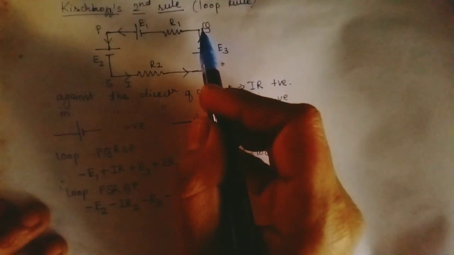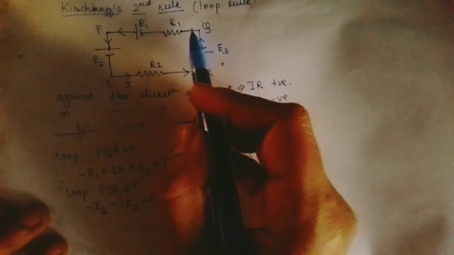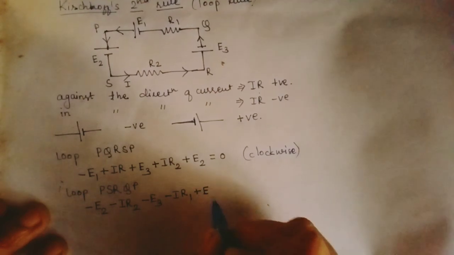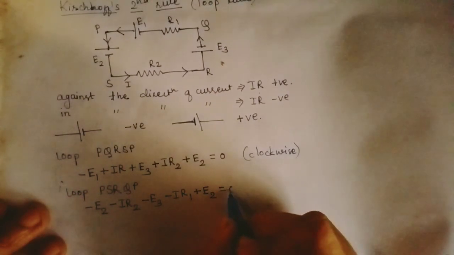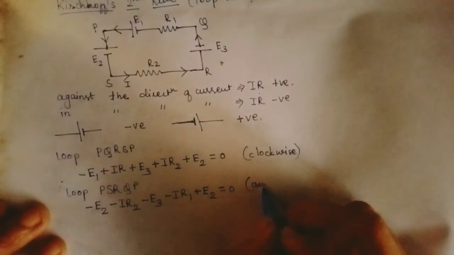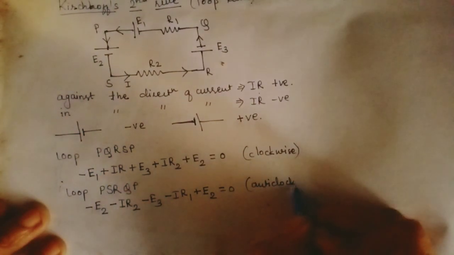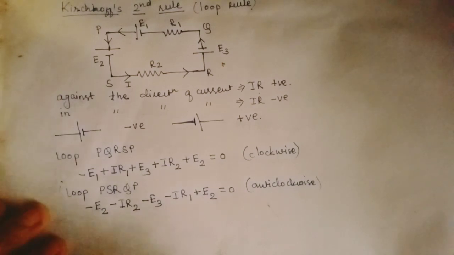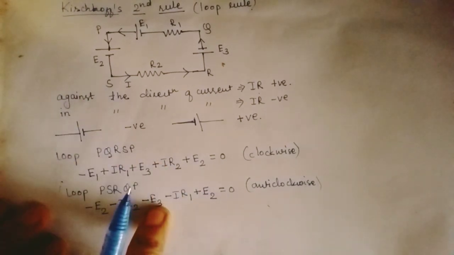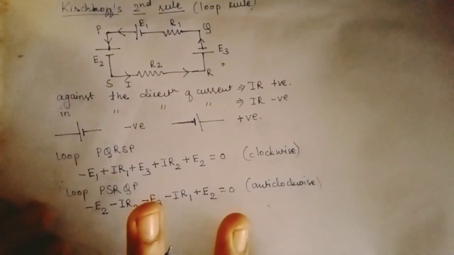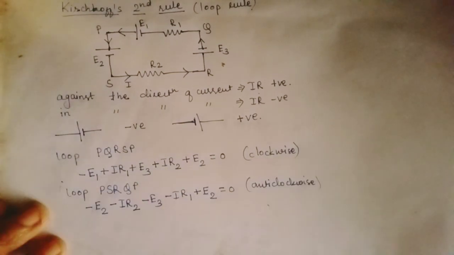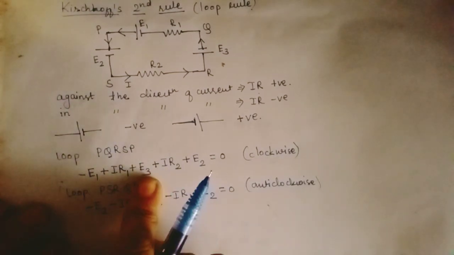Moving forward, it will be negative to positive, so this ends on positive, and our loop ends at P. This is the anti-clockwise loop. If you compare both equations, you will find that they are similar. We are going clockwise in one and anti-clockwise in the other, but we are getting the same equations.